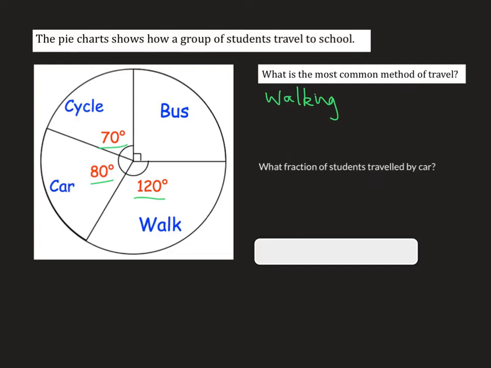Here's our next slightly more complex question. So what fraction of students travelled by car? Have a go and see if you can work that out yourself. Okay, so we know that this section is the car section and it is 80 degrees of the pie chart. So it is 80 degrees out of the 360 degrees in total of the pie chart. So that is the fraction of students, 80 out of 360.